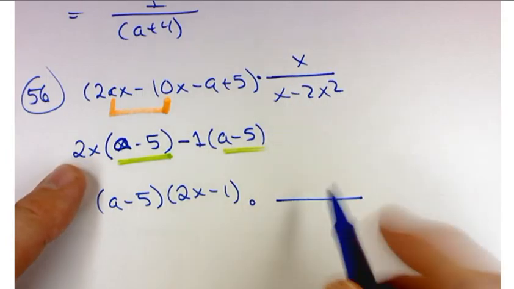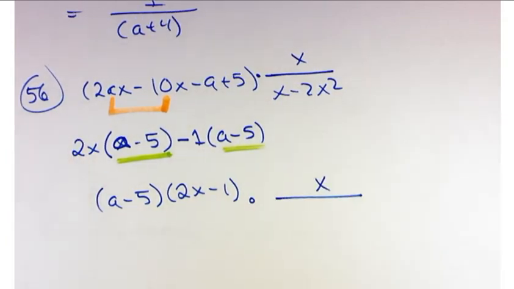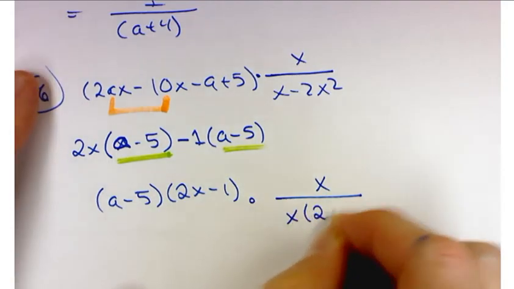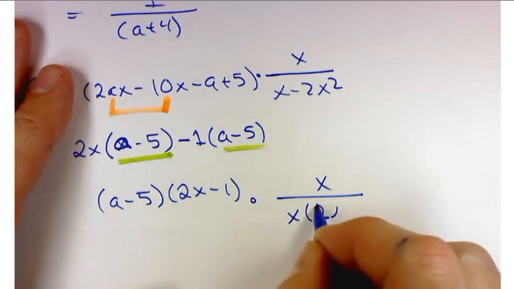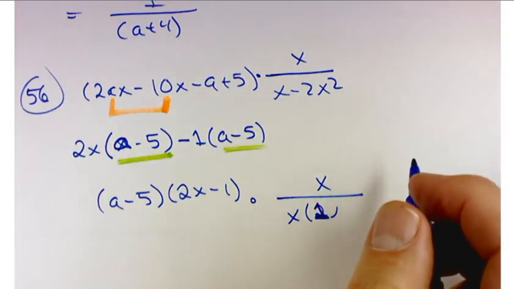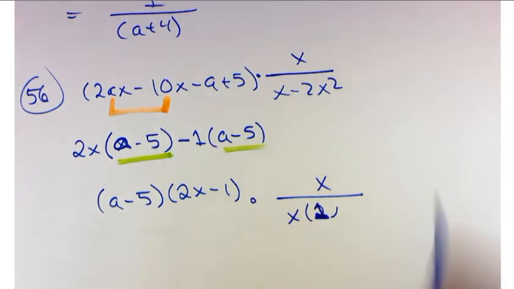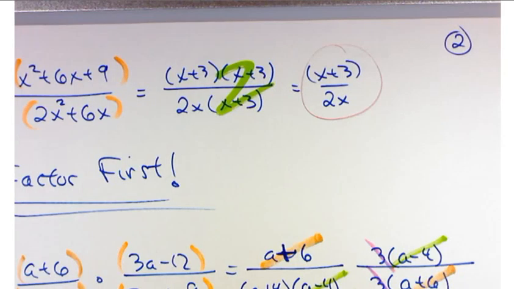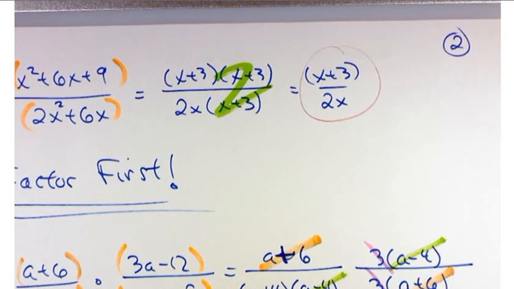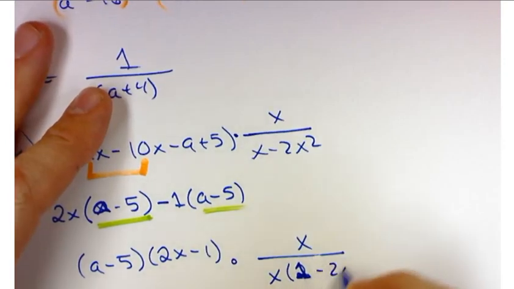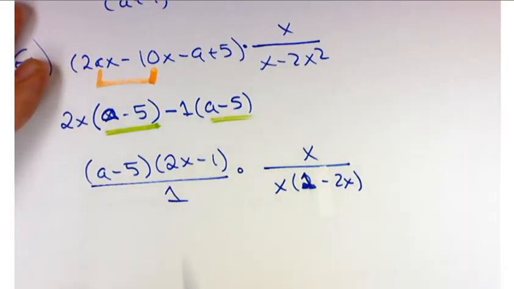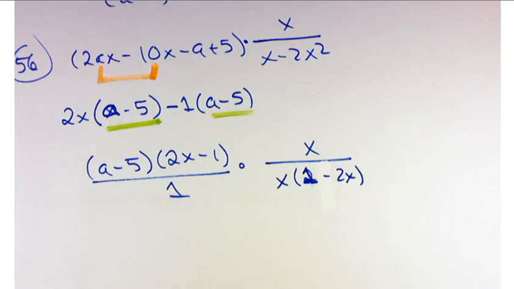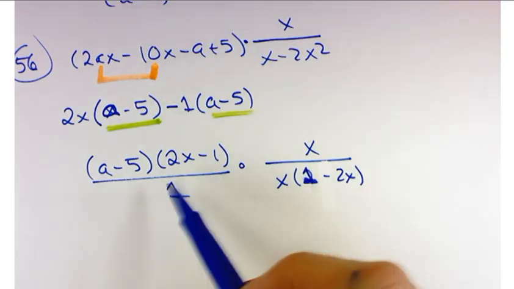Times x. How about the denominator there? How's that going to factor? Factor out the x, which leaves behind 1 minus 2x. So 1 minus 2x. And I guess there's one more thing I'll do here. Let's write a 1 underneath that. And it's just to try and keep things lined up so that I can cancel numerator to denominator and vice versa.